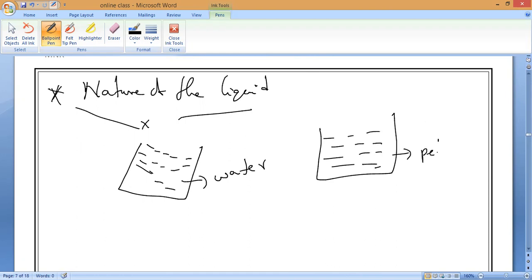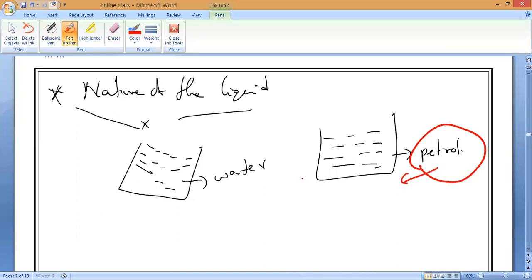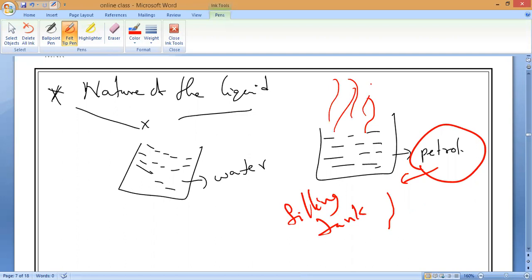Now you tell me, which one will evaporate much faster? Water? You can see even petrol, when we are filling the tank, you can notice fumes going up. It will evaporate. So understand, petrol evaporates much faster than water.